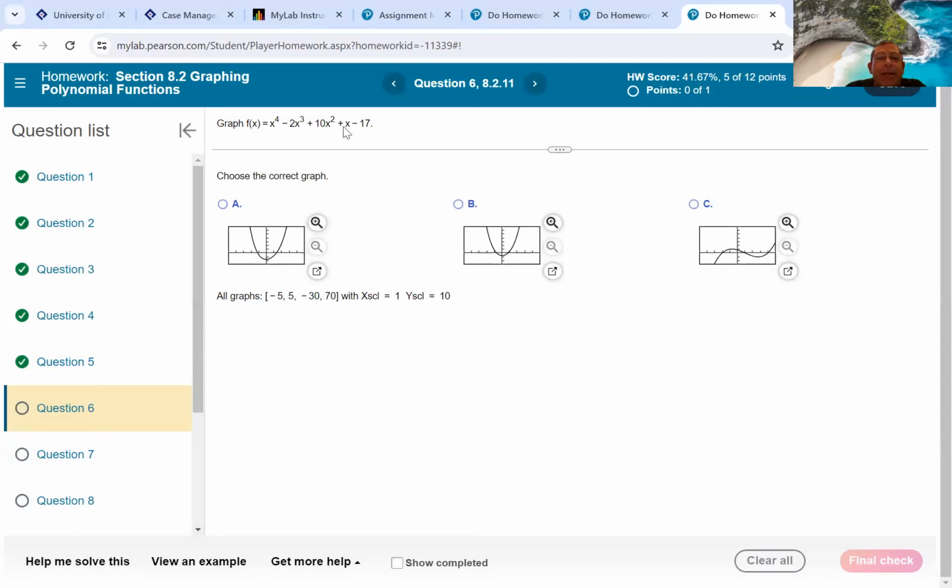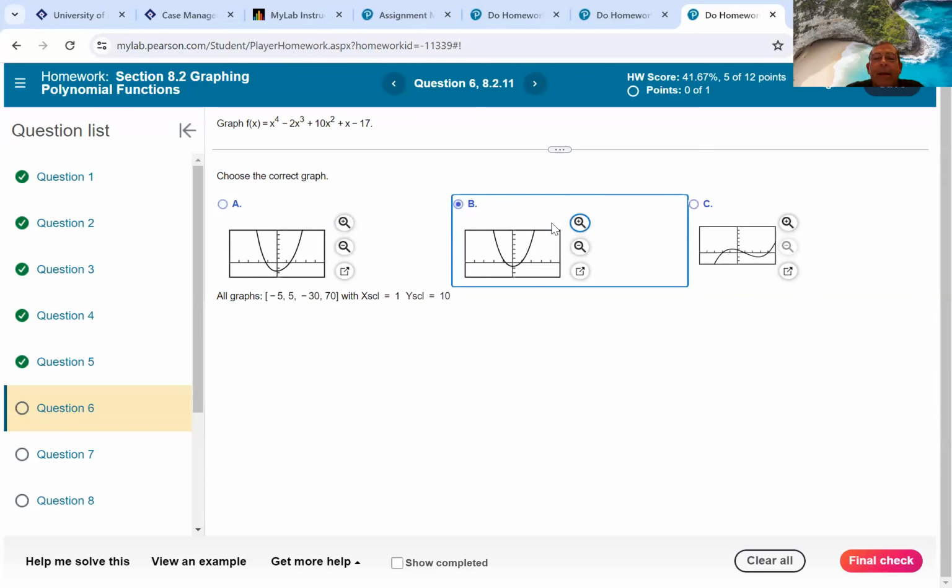But y'all look at this. They got 2 that look similar. I got A and B. Now, do you see under here it says all graphs are going from -5 to 5. That's the X's. They always give you the X's first. So they're saying this is going from -5 to 5 on the X's. The Y values are going from -30 to 70. And then over here it says the scale of the X's is going by 1s, but the scale of the Y is going by 10.